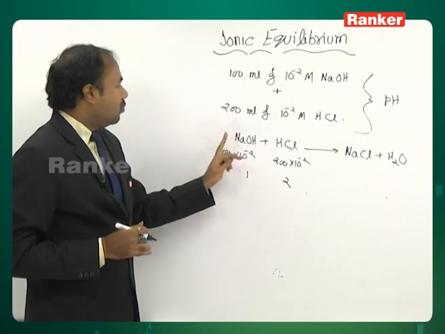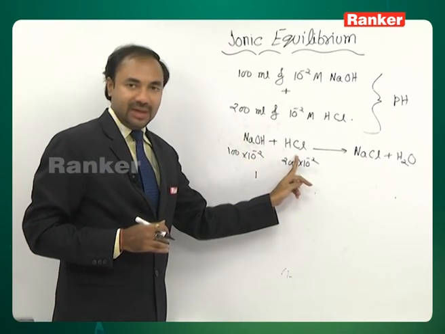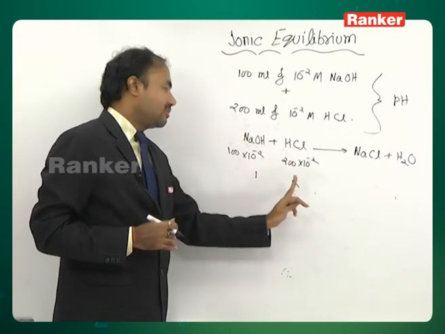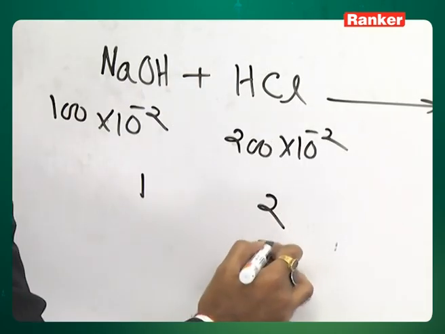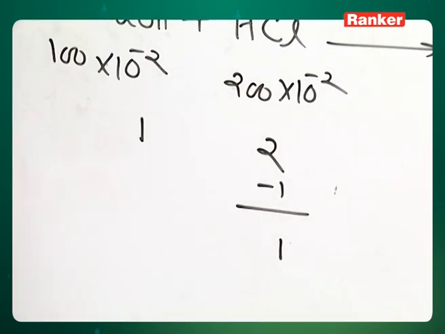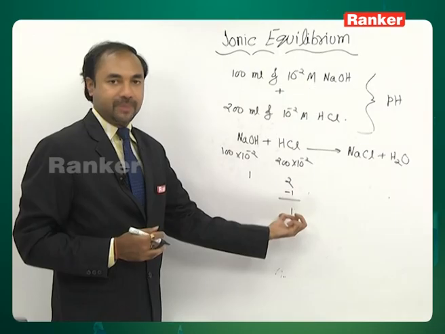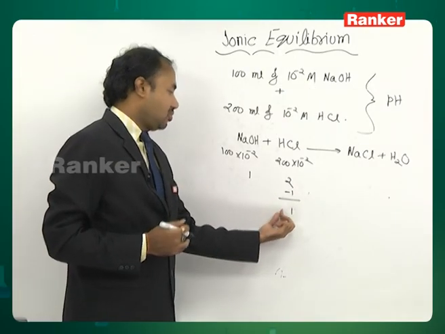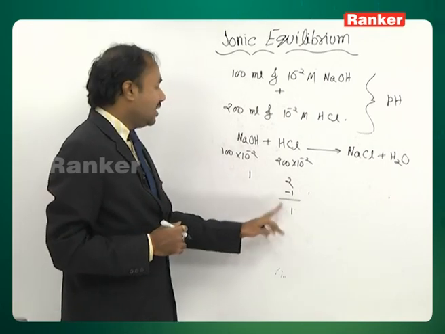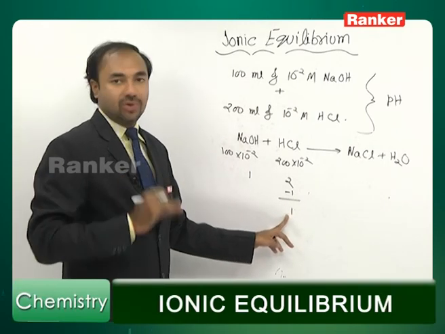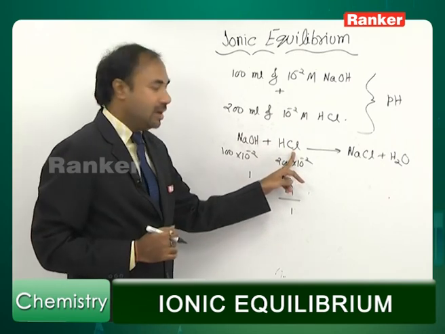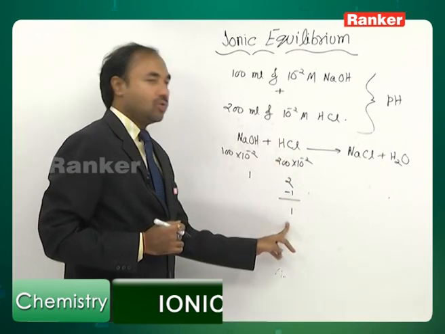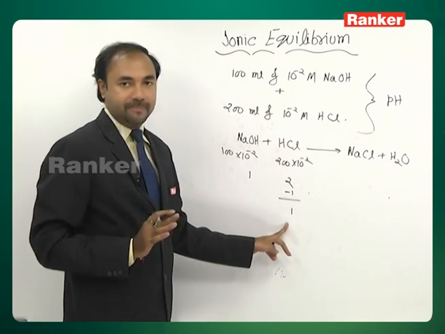Now, 1 mole of NaOH reacts with 1 mole of HCl. So 1 mole of NaOH will react with 1 mole of HCl, and 1 mole of HCl will be left. Oh sorry, this is millimole actually. So 1 millimole of HCl is finally left in the solution. With 100% dissociation of HCl, like we have discussed previously, we will get 1 millimole of H plus ion in the solution.